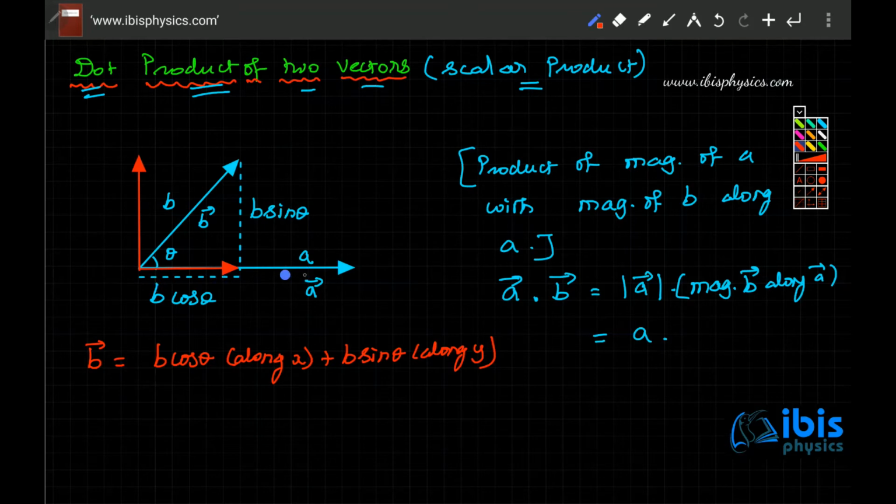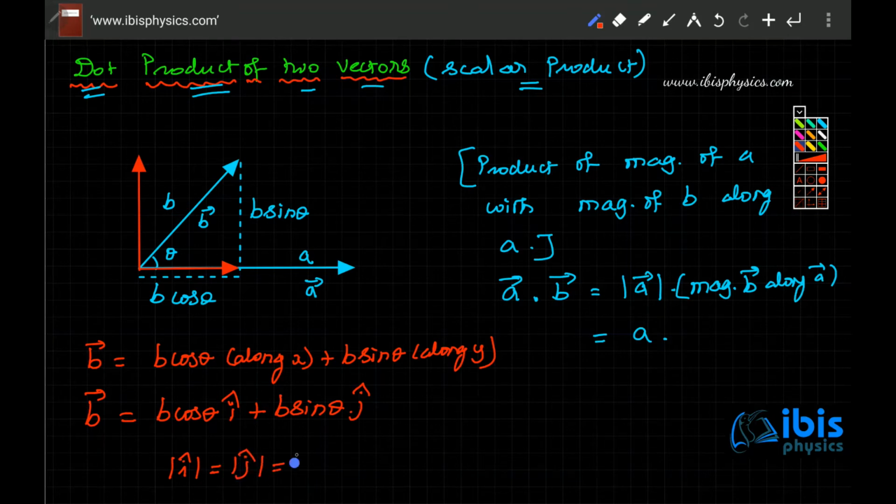But the vector along x direction is called i cap. So B vector can be written as B cos theta along the x-axis. That's the meaning of i cap, because its value is 1. So B cos theta into 1 is B cos theta only, but i cap says that it is along x, plus B sin theta into j cap. So the value of i cap equal to value of j cap equal to value of k cap is equal to 1. They are all unit vectors.